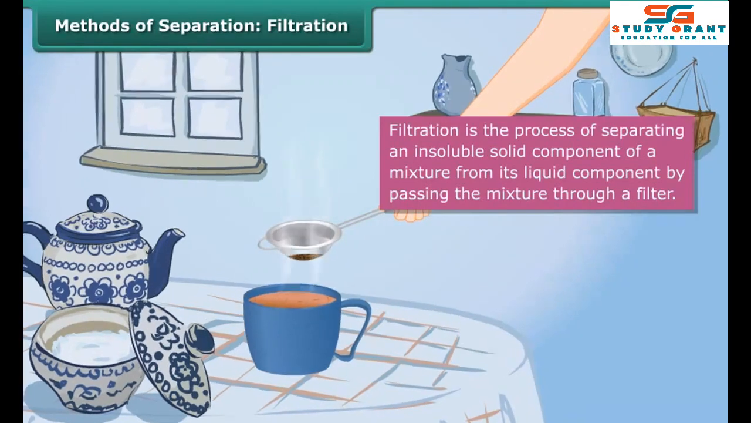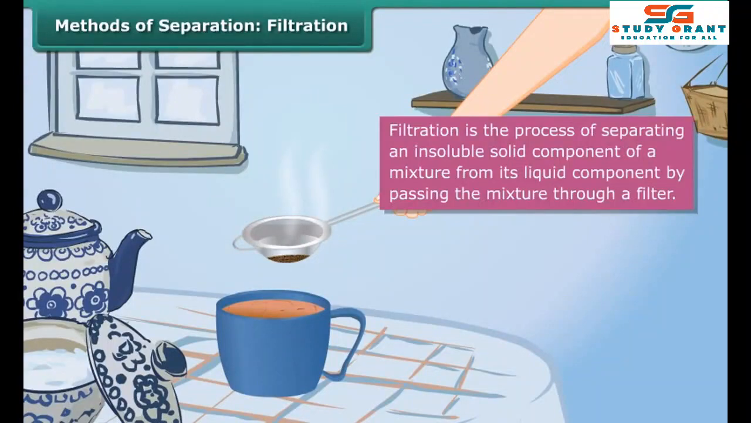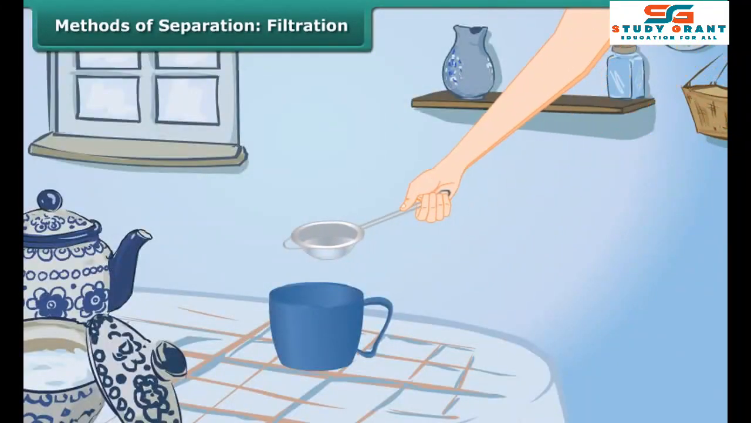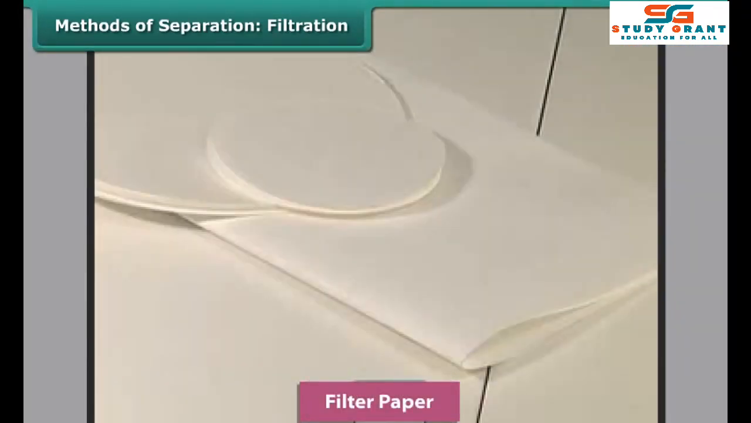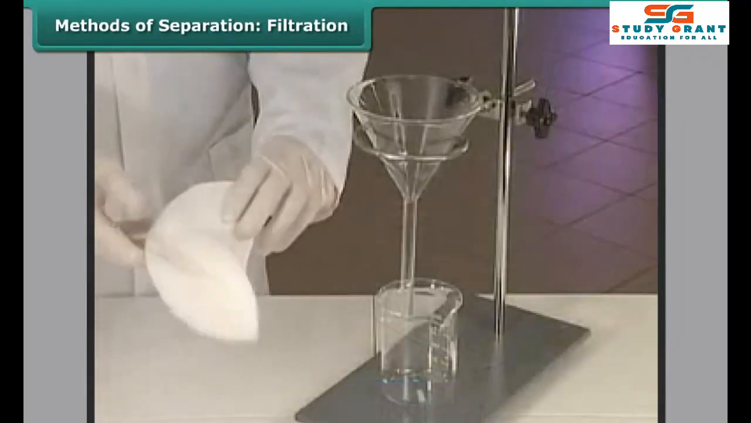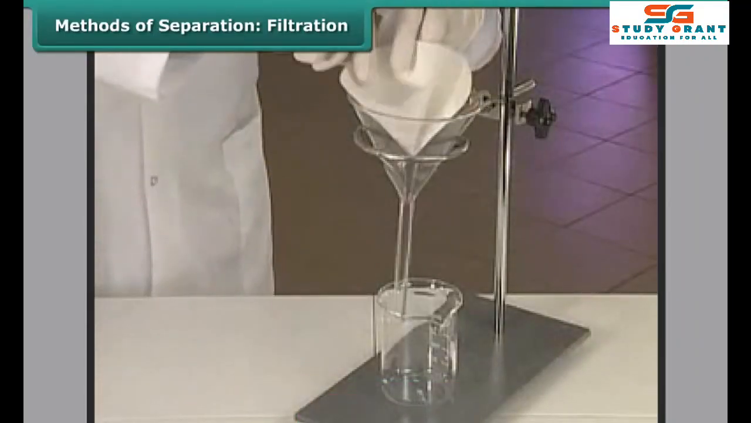Similarly, there are other separation methods too. Let us discover them in this module. Children, after preparing tea, this tea stall owner pours the mixture into the tea strainer. The tea passes through the holes of the tea strainer, leaving behind the tea leaves in it. This process of separation is known as filtration.